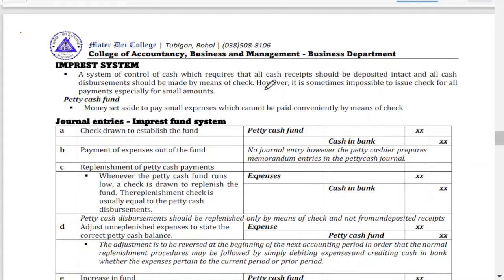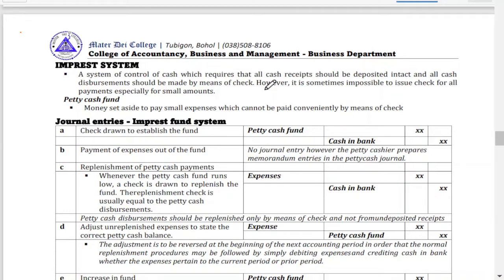Kasi mahihirapan tayong i-trace up yung mga transactions kung ang pambayad natin is kinukuha natin from our collections for the day. So, hindi siya advisable. Okay? Kailangan na nakalista lahat yung receipts, nakalista rin lahat ng disbursement. So, magkahiwalay sila.